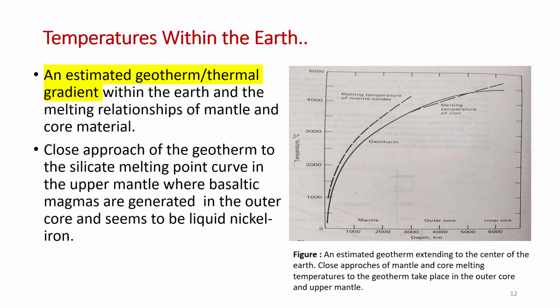An estimated geotherm or thermal gradient within the Earth and the melting relationships of mantle and core material indicate the close approach of the geotherm to the silicate melting point curve in the upper mantle, where basaltic magmas are generated, and in the outer core, which appears to be liquid nickel iron. Such curves are somewhat speculative, but probably they represent the thermal conditions in the Earth to a first approximation.